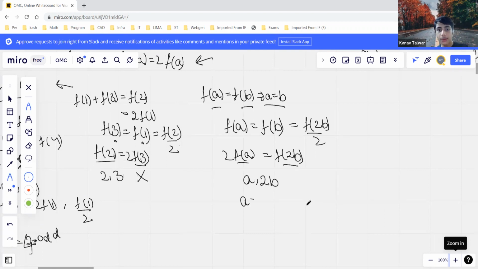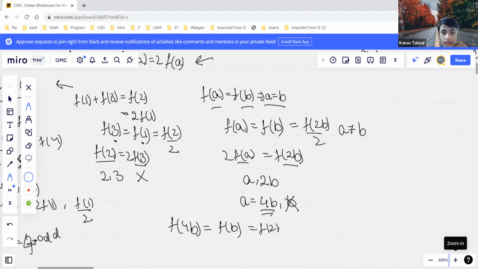So a is either equal to twice 2b, which is 4b, or is equal to 2b/2, which is just b. But for the sake of contradiction, let's assume f is not injective, so a is not equal to b. So we don't have this, and a must be 4b. So let's go back. That is, f(4b) is equal to f(b), which is also f(2b)/2.